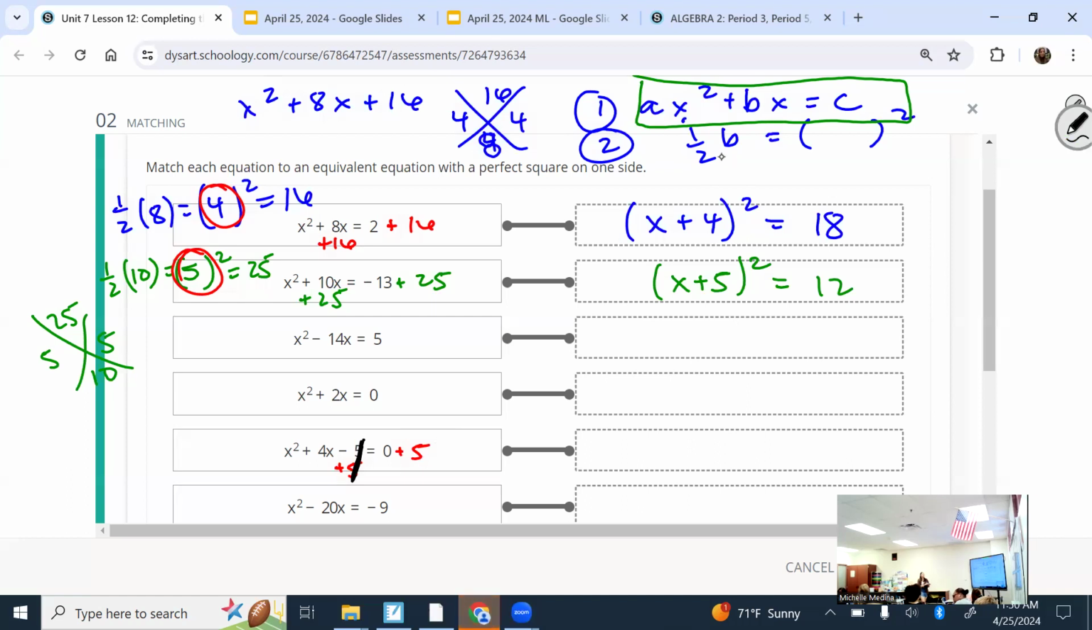Now you can do step 2, where you take half of b, what's b? What's half of 4? You're gonna square it.